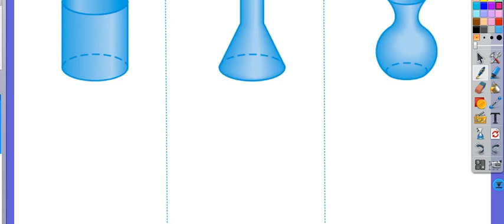Okay. So these containers are going to hold some liquid, some water. And however they're being added, it's being added at a constant rate. Okay, so maybe a gallon a minute or something like that. So what I want you to do is create a graph for each of them, but we'll do them one at a time. Do one and then we'll talk about it.